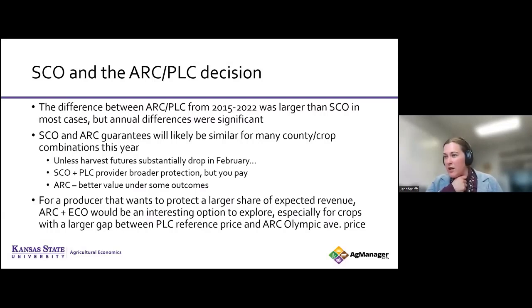Got another question about ECO versus SCO. So the focus of the presentation was SCO. You can't use SCO if you pick ARC County, but you can still use ECO. So that's one way to buy higher insurance coverage while still using ARC County. That was my main point there. And there's some links. Dan O'Brien shared a useful fact sheet, and there are some links to resources at the end of the presentation as well on ECO.